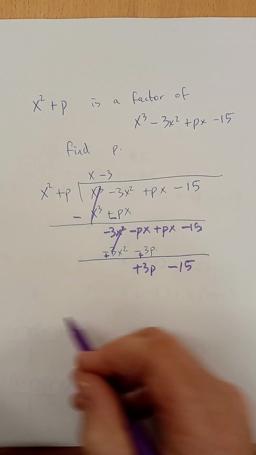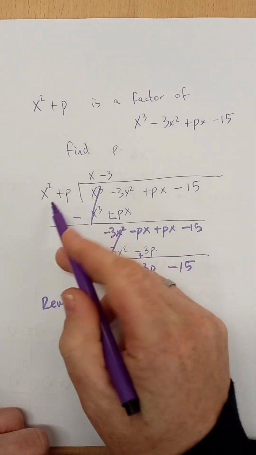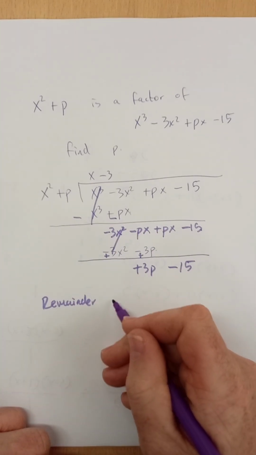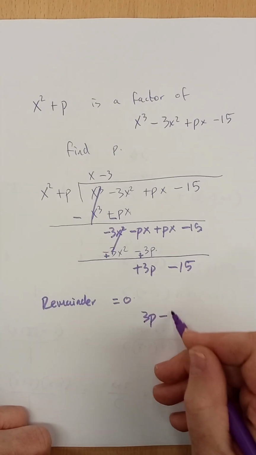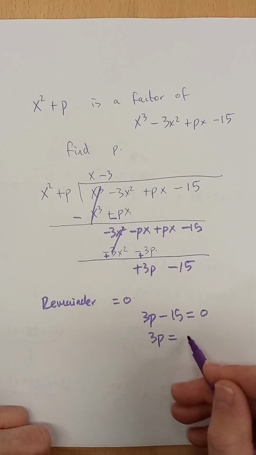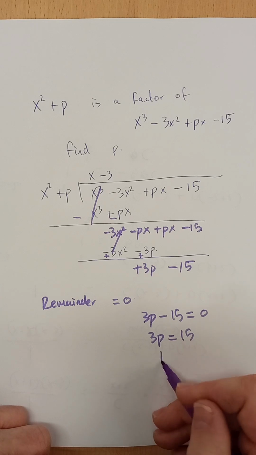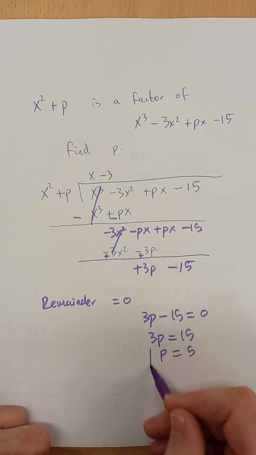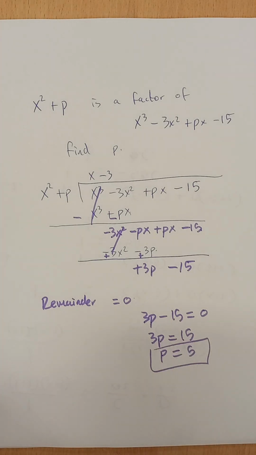That is my remainder. But if that is a factor of that, the remainder must be equal to 0. So 3p minus 15 must be equal to 0. That would mean that 3p would be equal to 15, adding 15 to both sides, and then dividing both sides by 3, p is 5, and that would be your answer. So that's a simpler identity type of one.